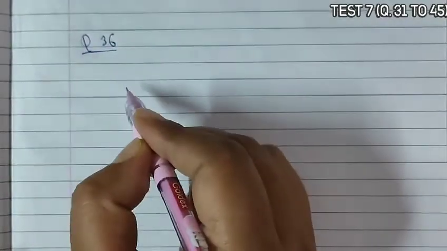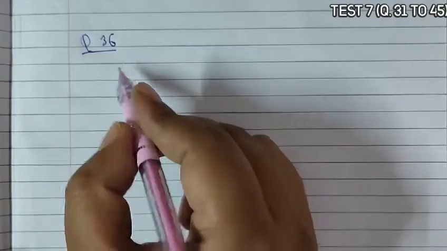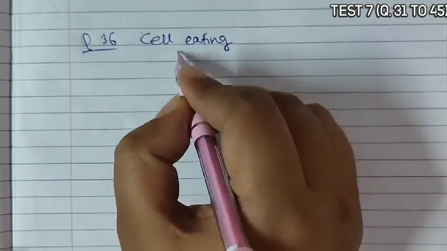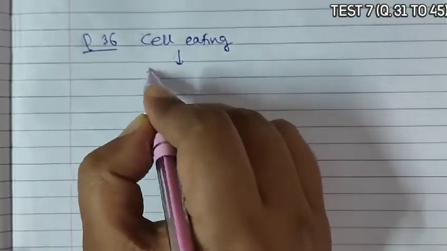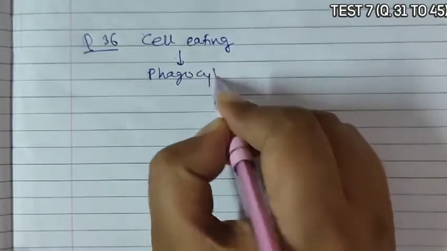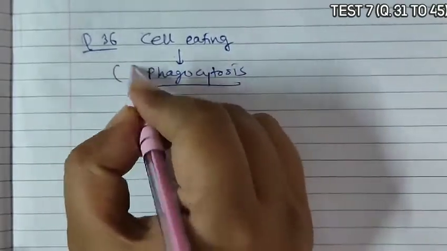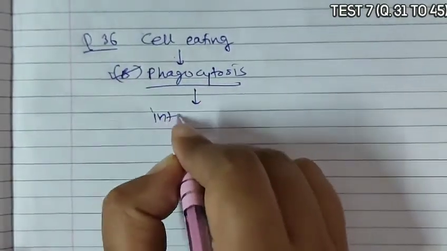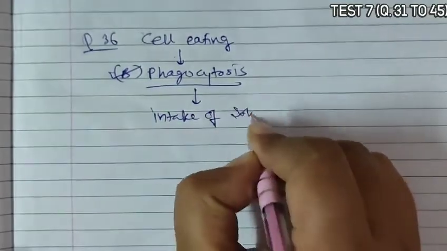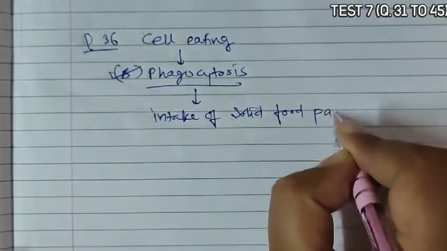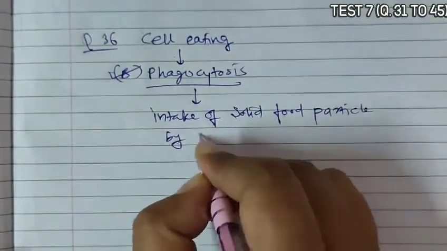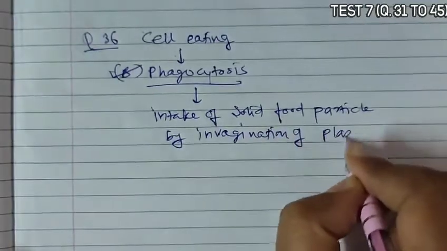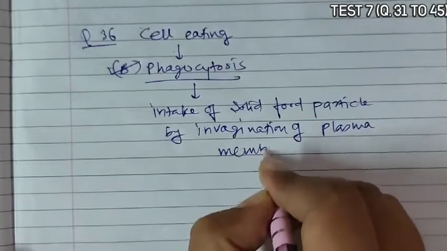Question 36. Question 36 asks that process of cell eating is called as. Now cell eating is a process that is known as phagocytosis. So option B becomes the correct answer. Phagocytosis is nothing but an intake of solid food particle by invagination of plasma membrane.